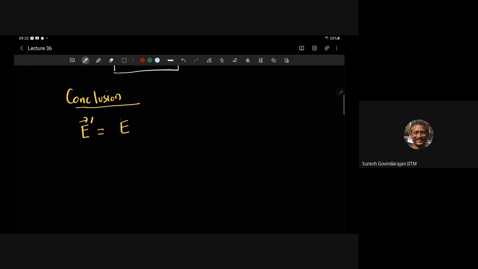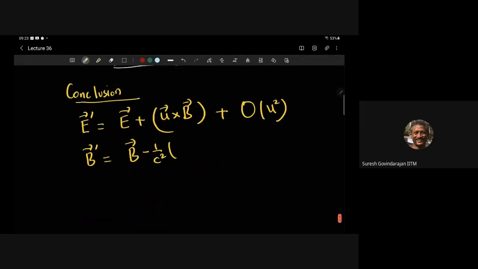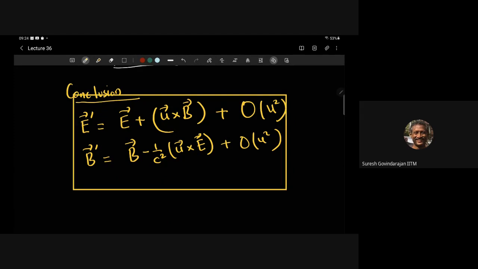E prime equal to E plus u cross B plus order u square, and B prime... Is this fine? So this is just a conclusion.